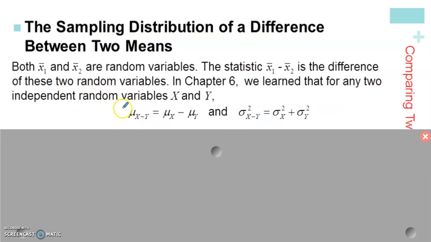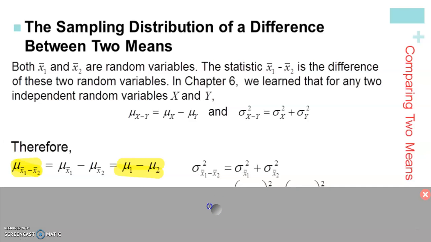So basically, it follows this rule that we'd expect. And this is a rule we learned in Chapter 6 about independent random variables: the mean of the difference of two random variables will be equal to the mean of the first one minus the mean of the second one. So that is not a surprise.